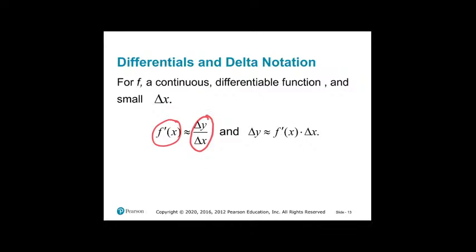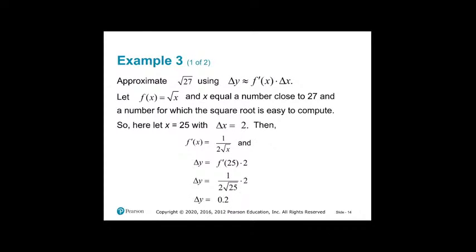And then if we solve for delta y, by multiplying both sides by delta x, we get delta y is approximated by f prime times delta x, okay? So we're asked to approximate the square root of 27 using that delta y is approximately f prime times delta x. We're going to let f of x be the square root of x, and we're going to let x be a number close to 27, so we'll let x be 25. Then the change in x is going to be 2, right?